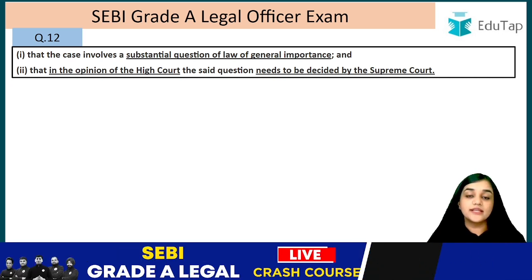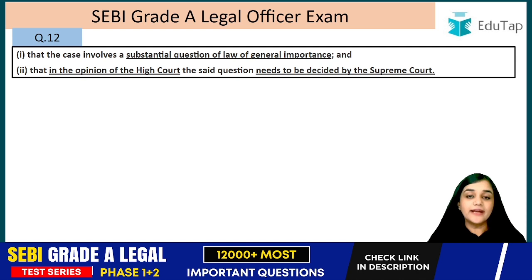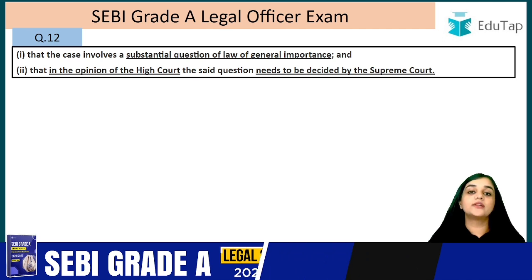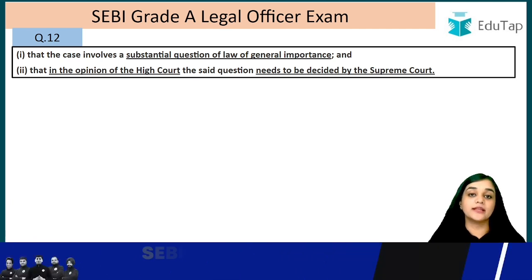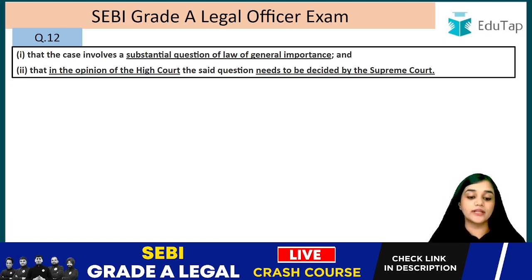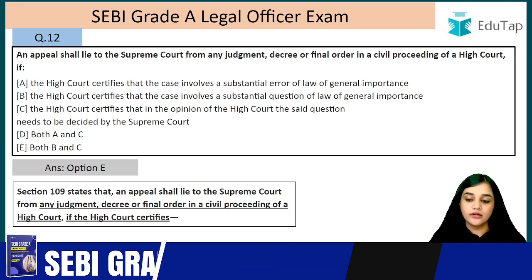So as you can see, the scope of appeal before the Supreme Court is even narrower, right? It is even narrower than it was in the High Court. It can only hear the appeal where the High Court certifies that yes, it is a substantial question of law, it is of general importance, and it needs to be decided by the Supreme Court. This section has to be read with Article 132, 133 and 136 of the Constitution, right?